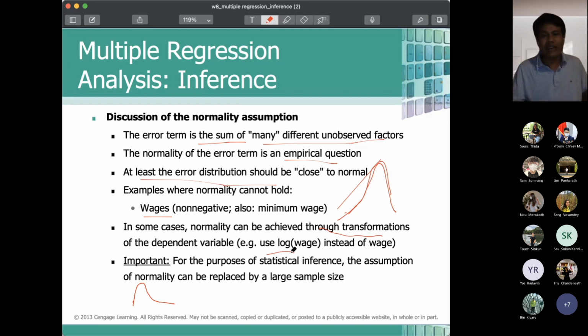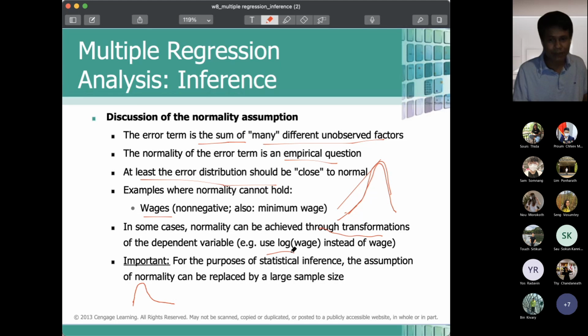And how can you deal with that? Normally, if you read papers of relevant studies, you may see that this paper uses log. If they use log, one of the reasons is that they want to have a normal distribution. They want to make sure that assumption number 6 is met. That is one reason why they use the natural logarithm of that variable.